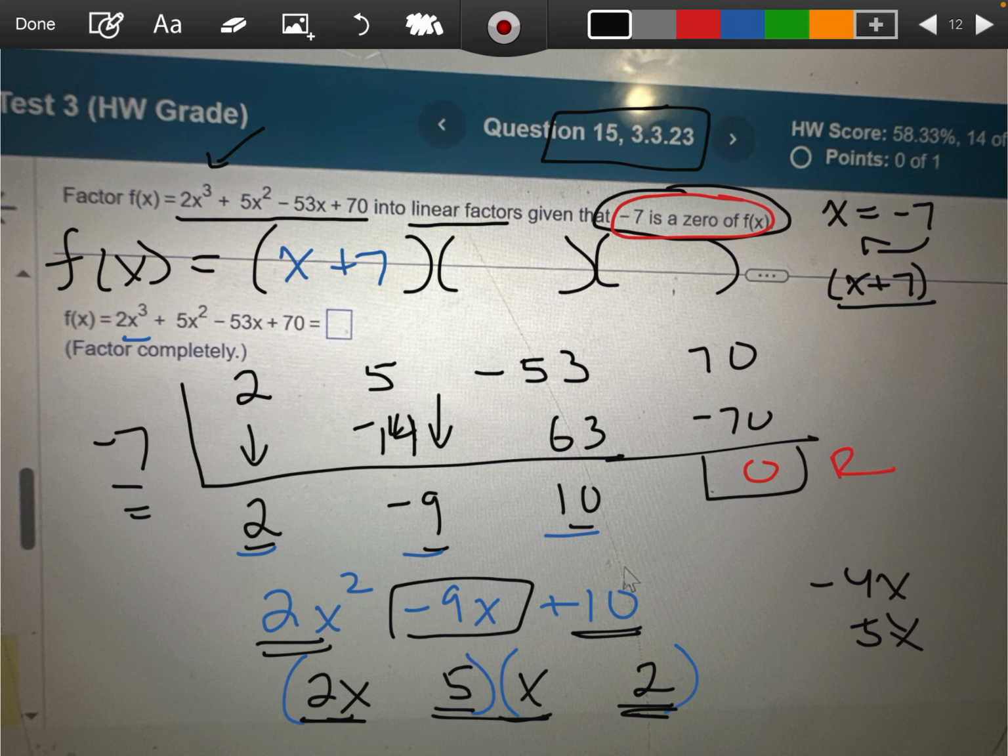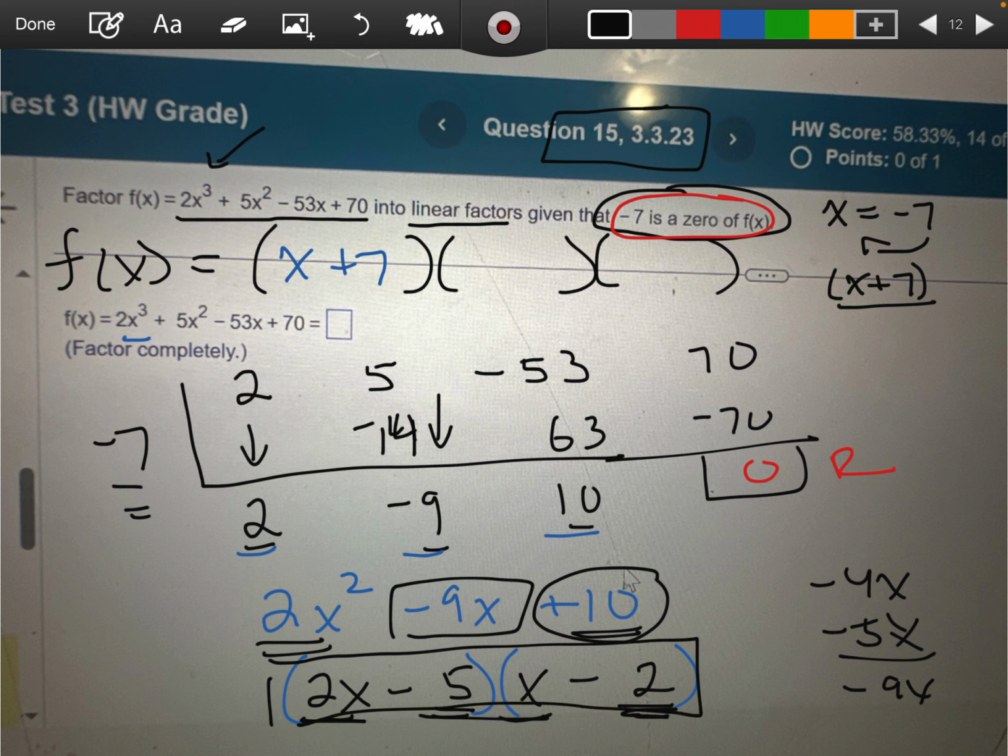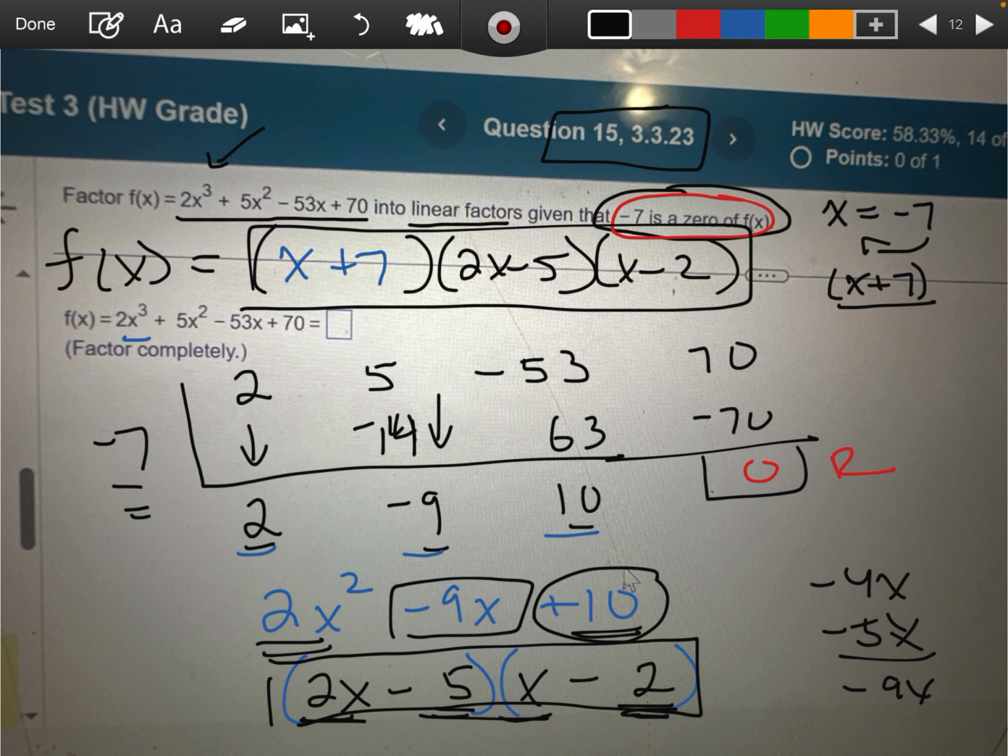We want to get a -9. So if we make them both negative, here's my 9x. If we make them both negative, a -5 and a -2 still gives me that positive 10. So guess what, y'all? These two factors right here are going to go up here. 2x minus 5 and x minus 2. And guess what? We're done.